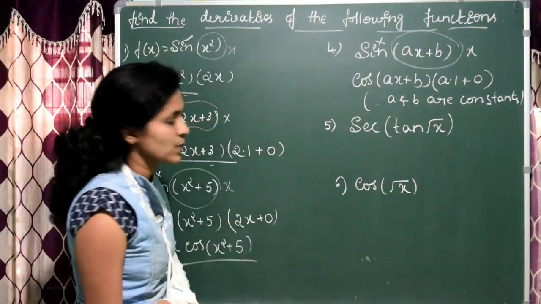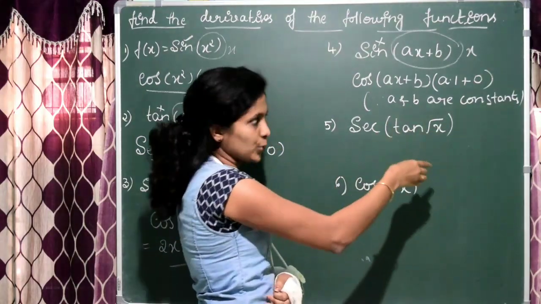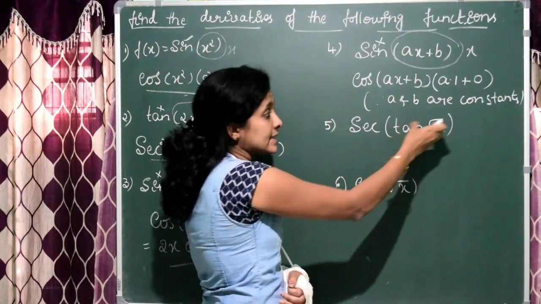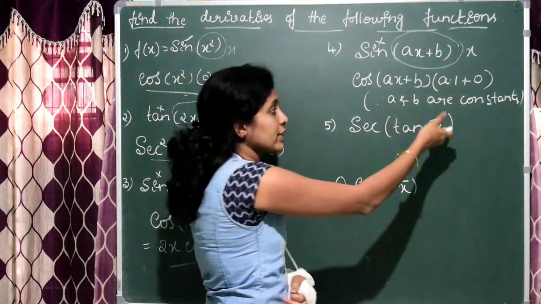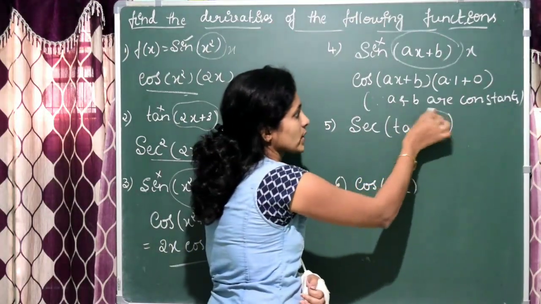Okay? So the next one, secant of tan root x. Secant of tan root x. First you have to find the derivative of secant x. Then you have to find the derivative of tan x. Then you have to find the derivative of root x. Here 3 steps are there. Is it clear? First we'll consider this one as x.